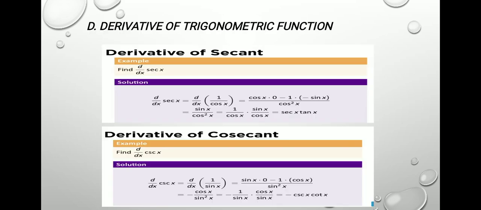We have here the derivatives of trigonometric functions. When we say derivatives of trigonometric functions, it consists of the secant, the cosecant, the tangent, and the cotangent.